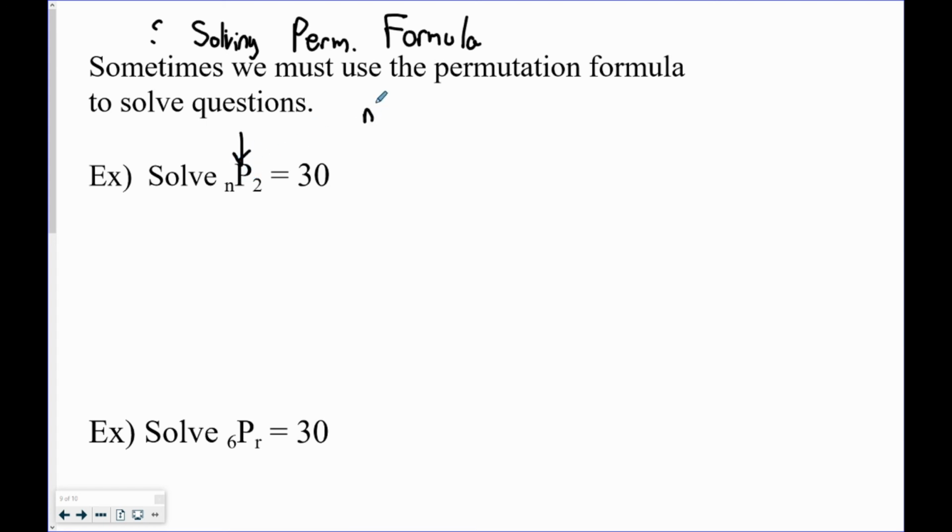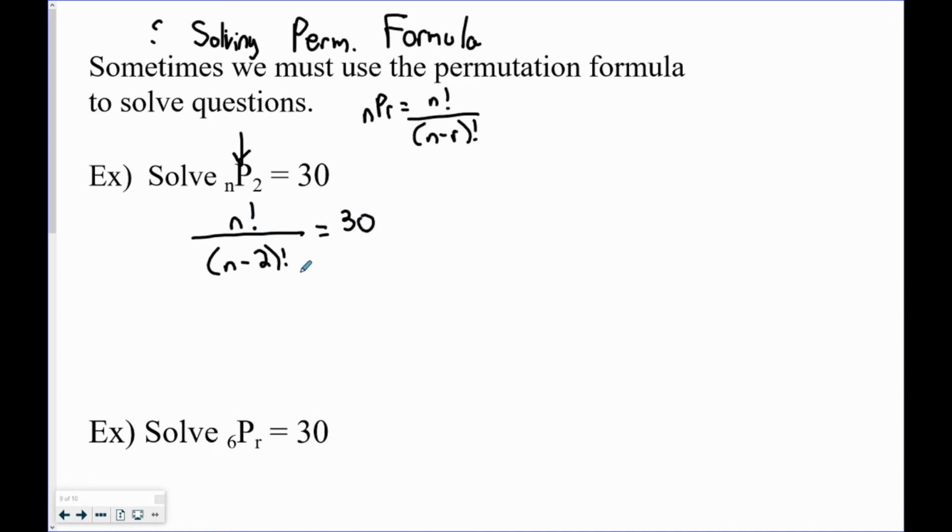Now remember, nPr, this is on your formula sheet. It's n factorial divided by n minus r factorial. So I'm going to plug in what I know and set it equal to 30 and try to solve. So I've got n factorial on the top. In the bottom, I have n minus 2 factorial, because of the 2 right there, and that has to equal 30.